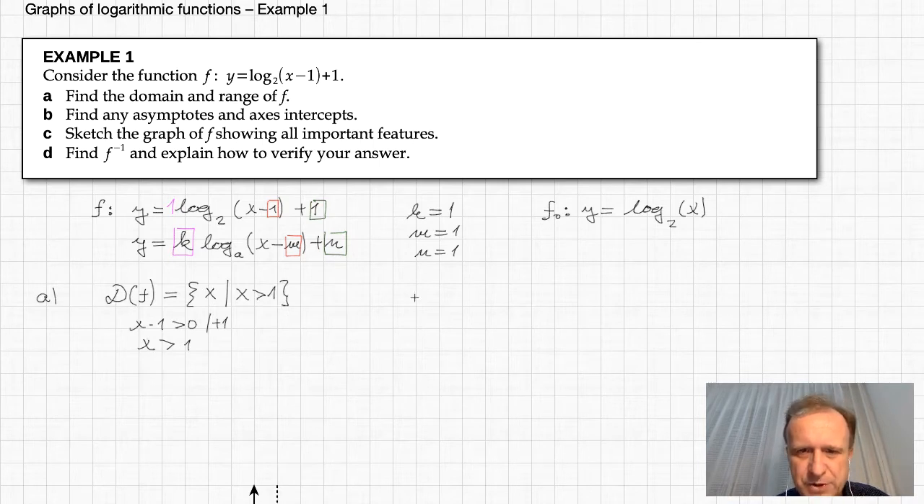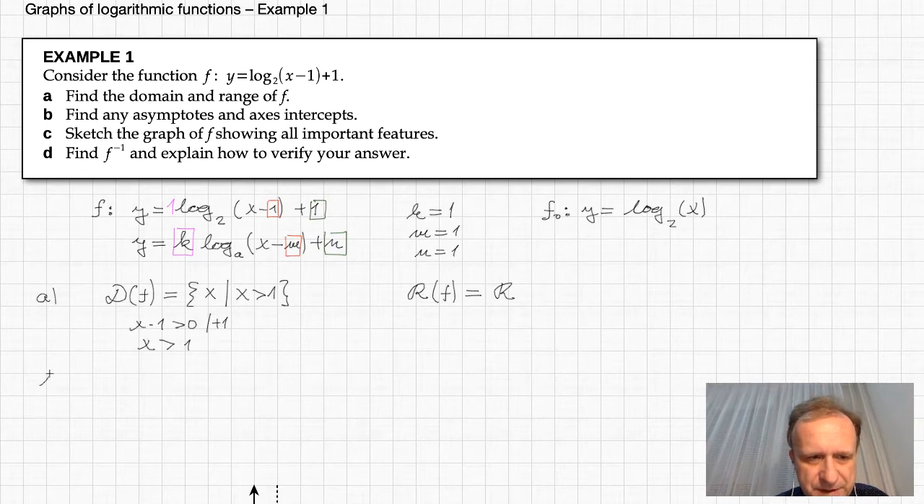As for the range, well, you remember that the original function, the logarithm in base 2 of x, has the range equal to the set of all real numbers. So the range consists of all real numbers. And if you shift this function in the horizontal direction and then in the vertical direction, it doesn't have any effect on its range. It still will have the range equal to the set of all real numbers. Therefore, I can say that the range of this function f is the set of all real numbers, like that.